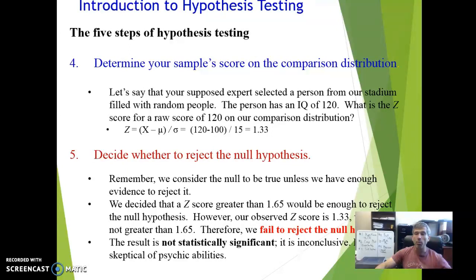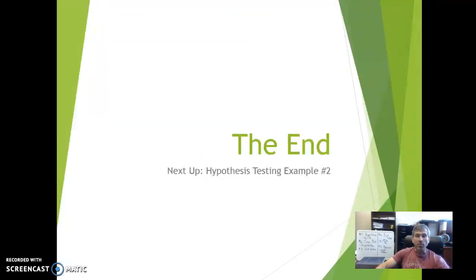This doesn't mean that we proved that this guy is not psychic. It just means we're stuck with our default where we just shrug and say, there's not enough evidence to conclude this guy is a psychic. That doesn't mean he definitely isn't. It just means that we do not have conclusive evidence to throw out the default idea that he does not. We're going to remain skeptical of psychic abilities, and that's good life advice for everybody there. So that is our first example. Hopefully it mostly made sense to you. We're going to go through one more example together in our next video.